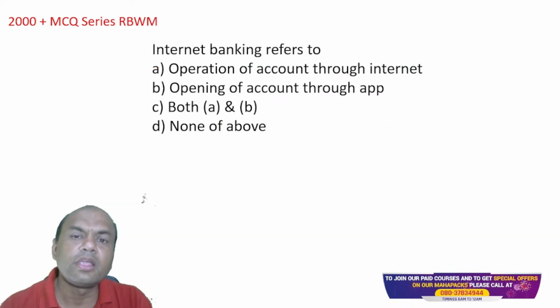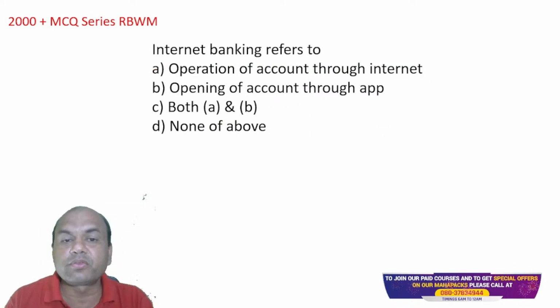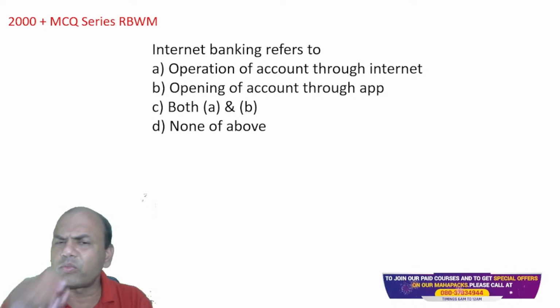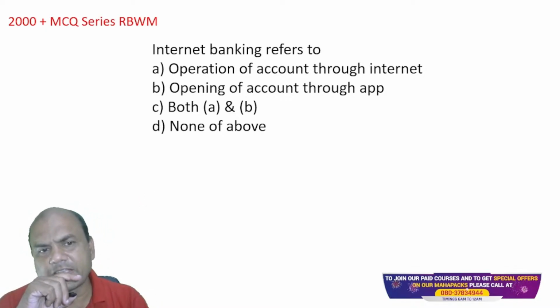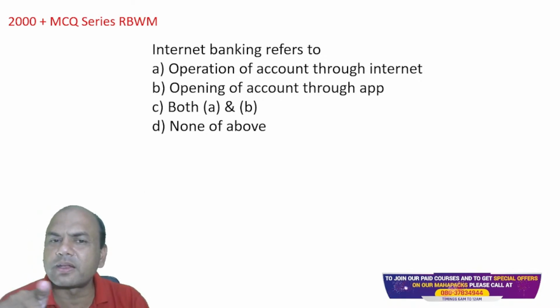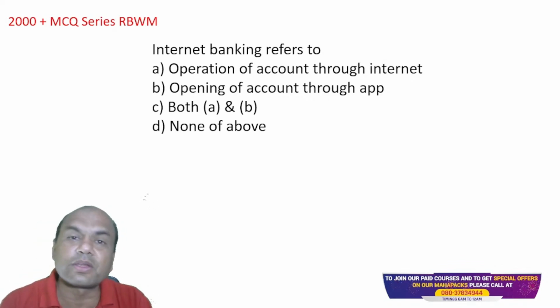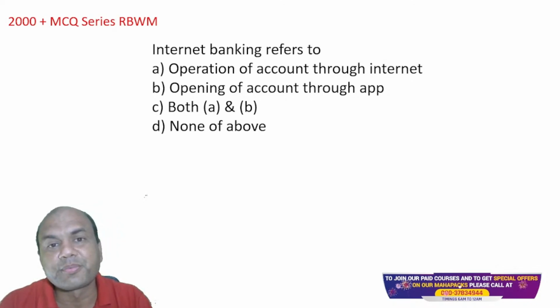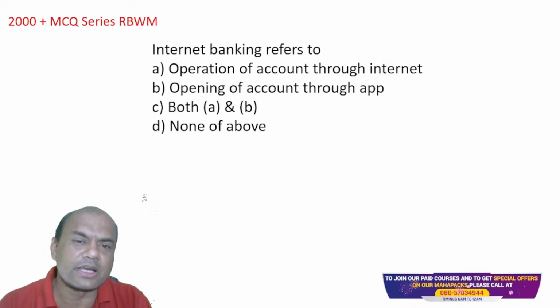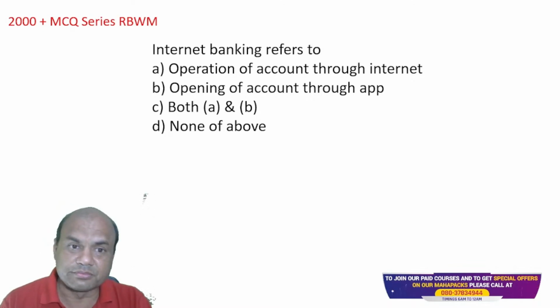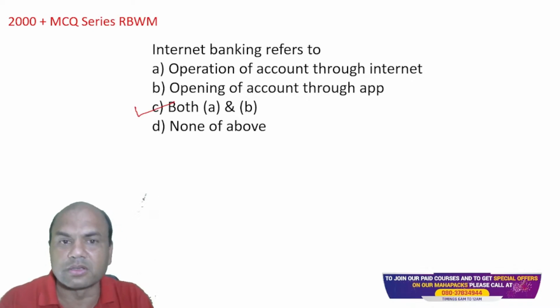Internet banking refers to operation of account through internet, opening of account through app, or both A and B. Now, what do you think, guys? Is it both A and B or only A? Operation of account through internet means I have an account with you and I can deposit money, withdraw money, transfer money, check balances. That is what operation means. But can I open the account through app now? I can, right? The answer is C, both A and B. Remember, internet banking refers to all.